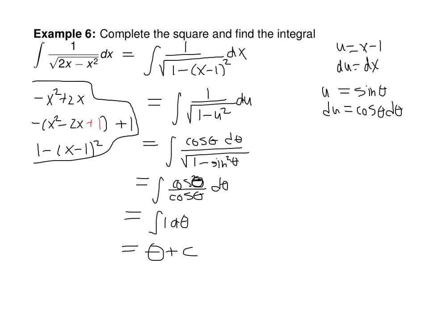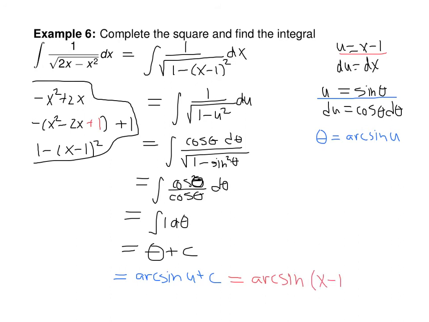And since we had u equal to sine theta, theta is equal to arcsine of u. So we have arcsine u plus c, and u is equal to x minus 1. So the antiderivative of 1 over the root of 2x minus x squared is arcsine of x minus 1 plus c.